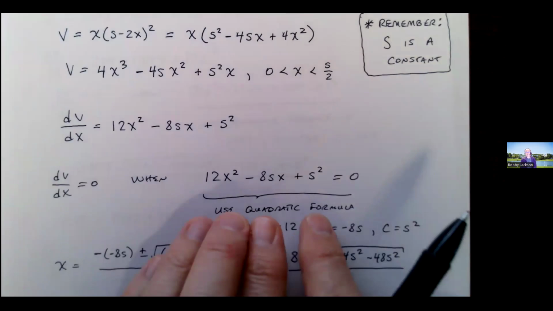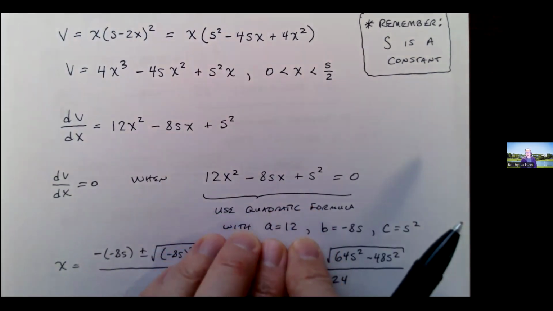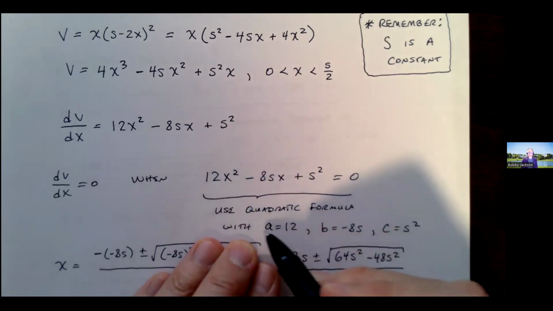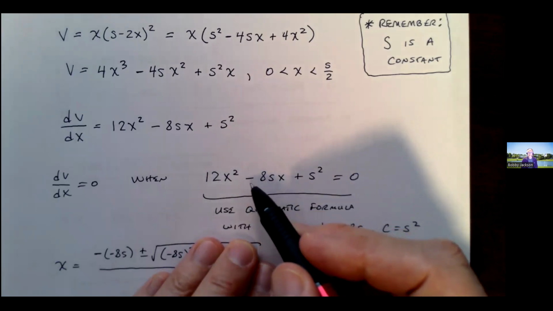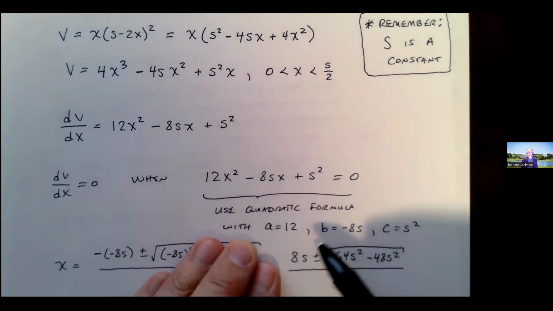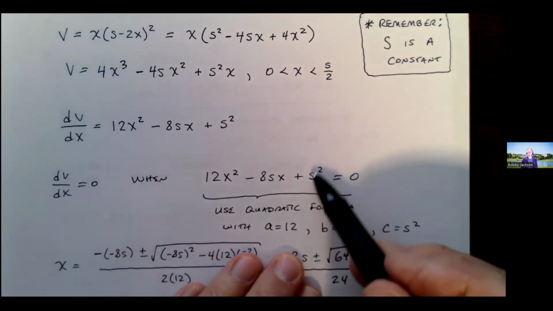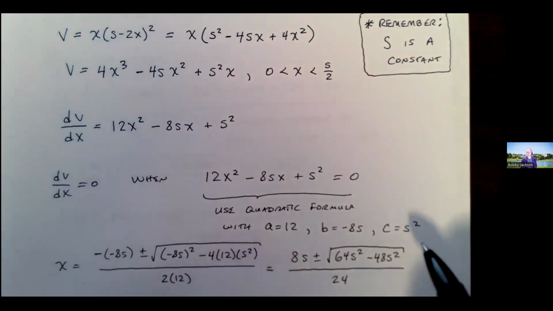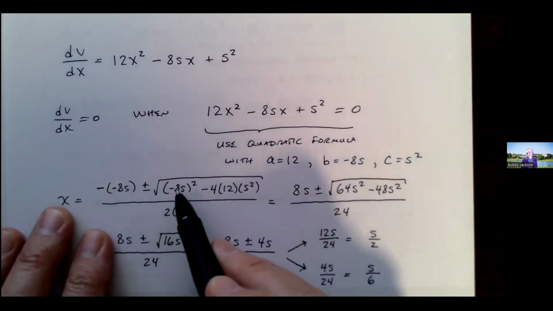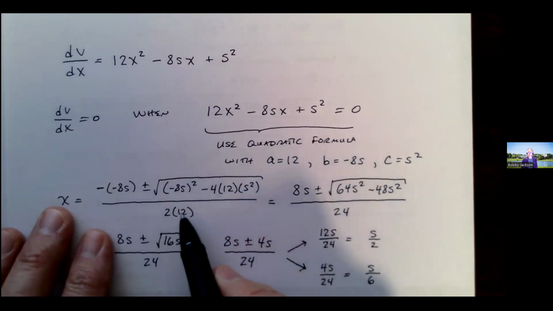What's our critical point when this thing is 0? Now, I'm going to use the quadratic formula again, but keep in mind S is a constant. So the coefficient of X squared is 12. So A is 12. What's the coefficient of X? That's B. Well, it's not negative 8. It's negative 8S, right? That's the value of B. It's dependent upon S. And notice C is S squared. Okay? So I've got negative B plus or minus the radical of B squared minus 4AC, all divided by 2A.